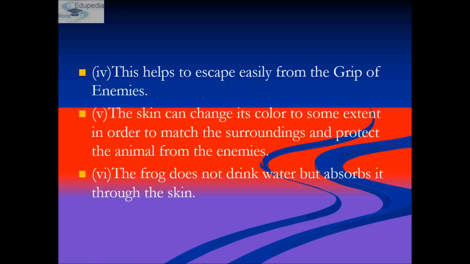The frog doesn't drink water, but it absorbs it through the skin, and that's also the reason that their skin is always maintained in a moist condition. Now, what's the seventh function? The skin acts as a general sense organ. Remember, students, even humans have five sense organs: eye, ear, nose, tongue, skin. Likewise, a frog also has a general sense organ, that is skin. So the skin of the frog acts as a general sense organ.